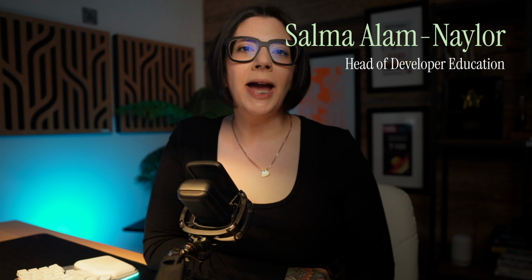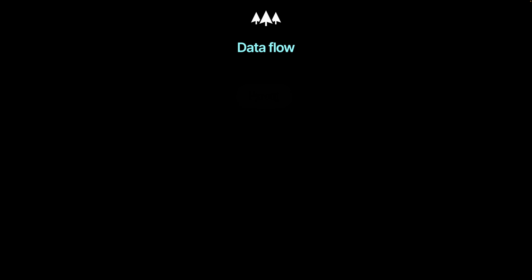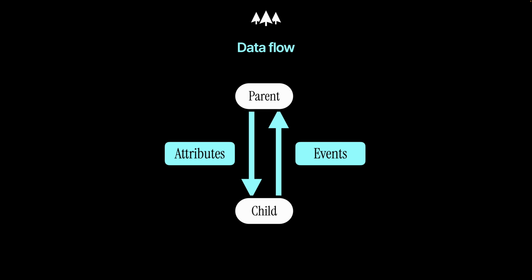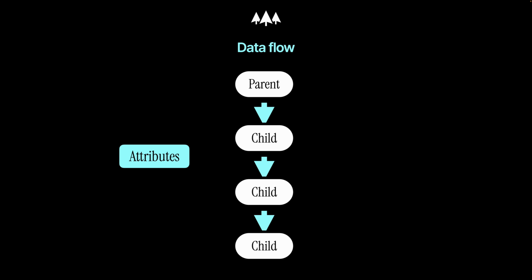So far in this module, we've discussed data flow between parent and child components. To pass data down to child components, we use component attributes. And to send data up to parent components, we use component events. But as your project grows, there may be times when you need to send data down through several levels of child components or to multiple components at once.